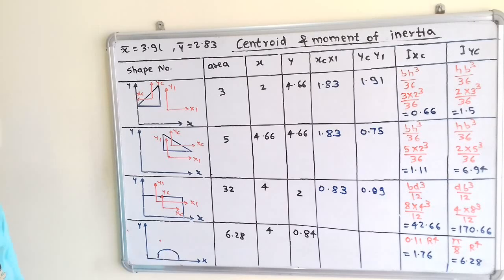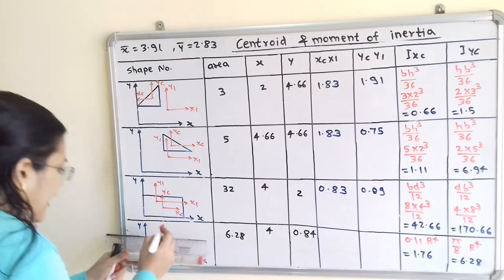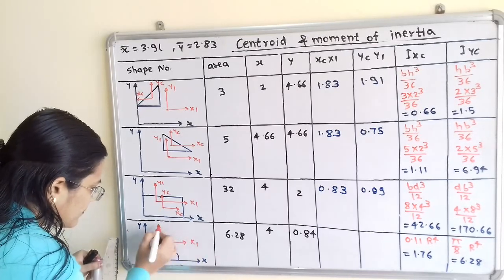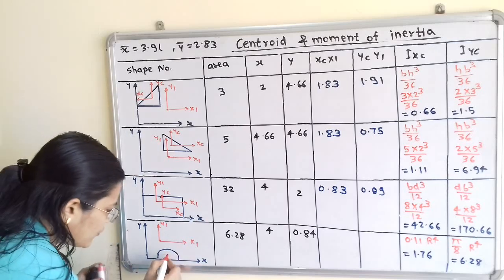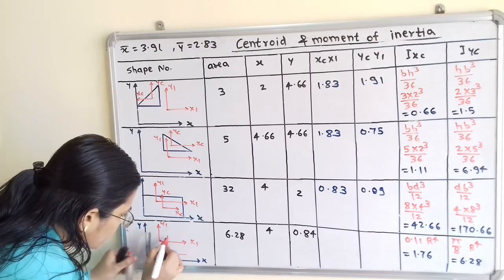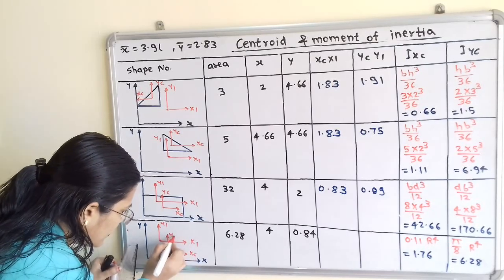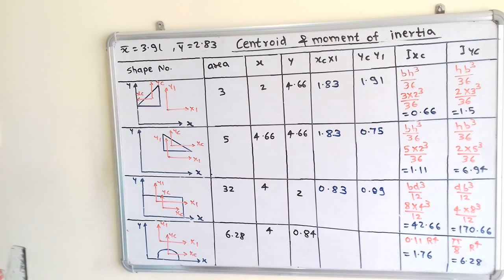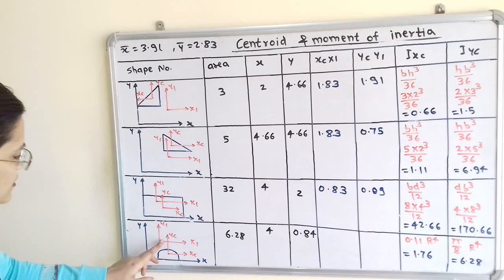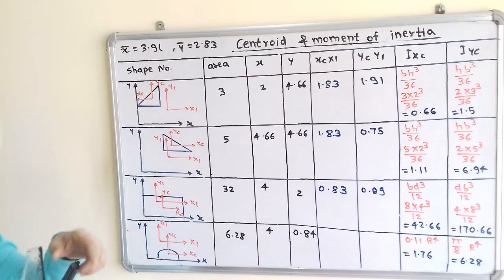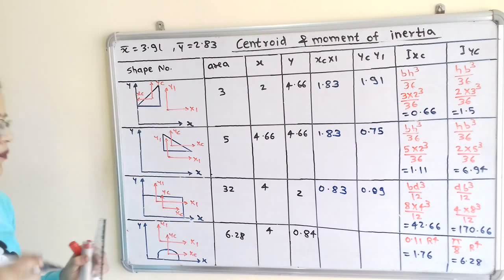Now we will move to the semicircle. For the semicircle we have to show the centroid of the whole shape, and the axes passing through it, that is x1 and y1. Now we have to show the centroid of the semicircle, so we also have to show xc and yc. Now by using the same formula we first calculate the distance between y1 and yc. So it is the difference between x bar and x. So x is 4 and here is 3.91, and that is equal to 0.09.